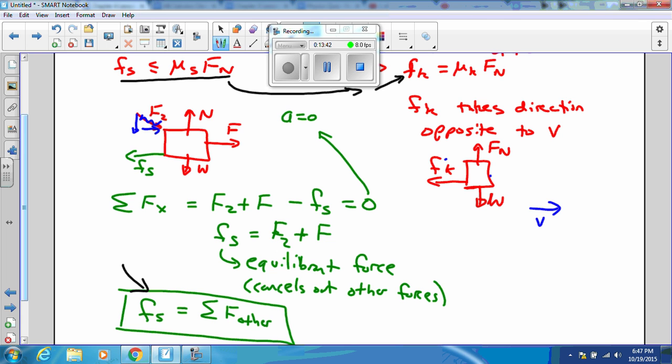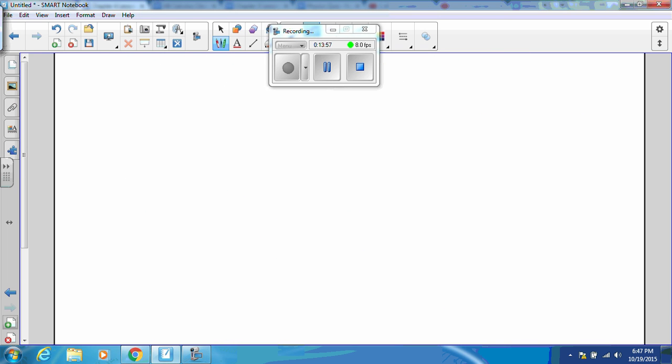And we also have a good idea of direction. The static frictional force will be in whatever direction is needed to cancel out the other forces. The kinetic frictional force will be opposite the velocity. All right, with all of that in mind, let's work a problem.